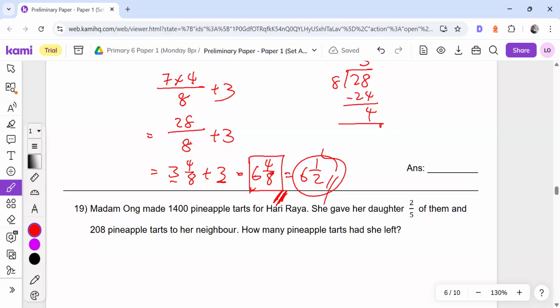All right, Madam Ong had 1,400 pineapple tarts. She gave her daughter 2/5. When you see fraction and percentage, you must ask what are they talking about?